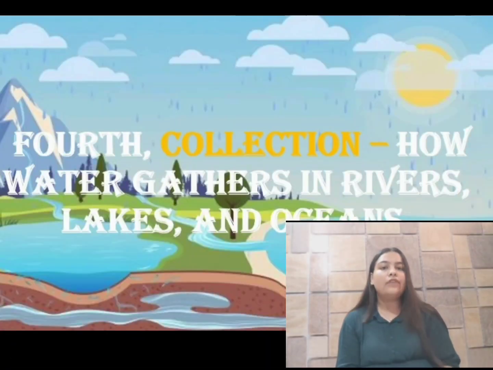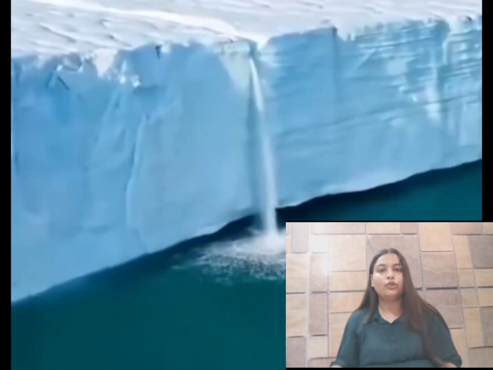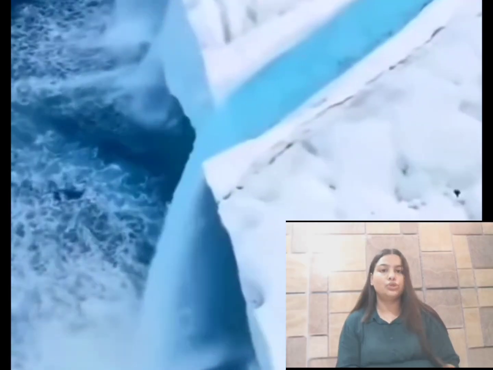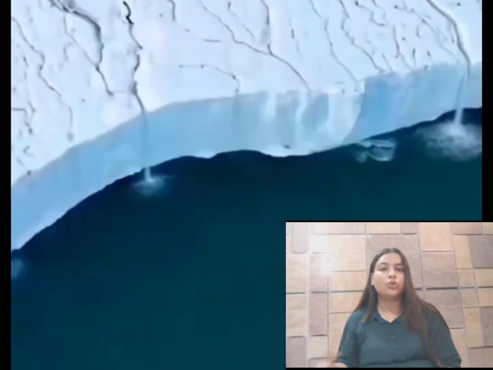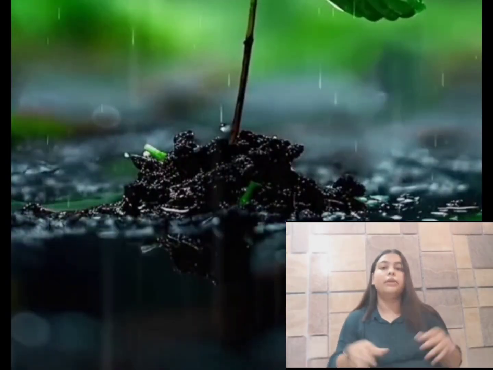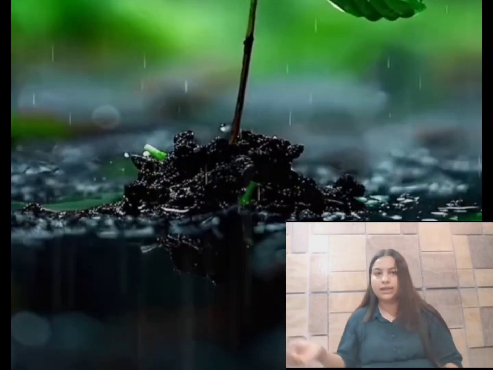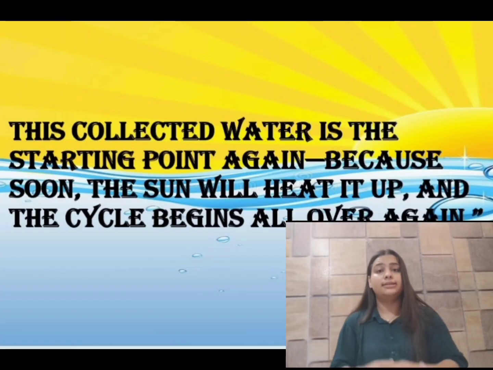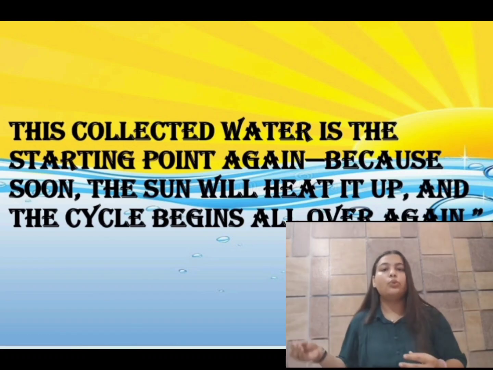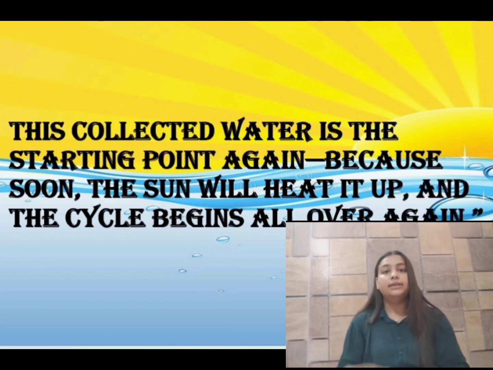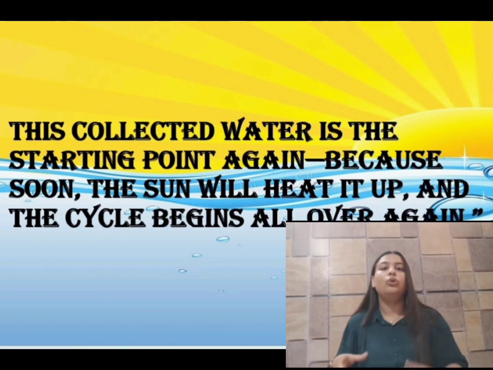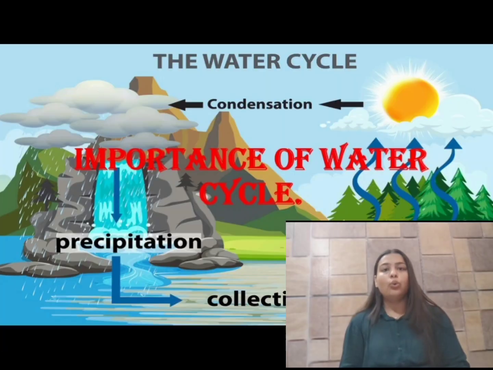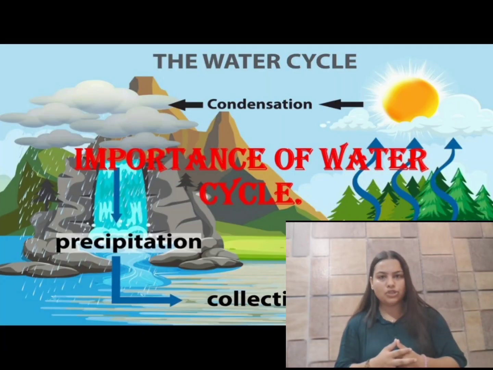The fourth stage is collection. The rainwater and melted snow flow into rivers and oceans. Some of it soaks into the ground and becomes underground water that plants and humans use. This collected water is the starting point again, because soon the sun will heat it up and the cycle begins all over again.